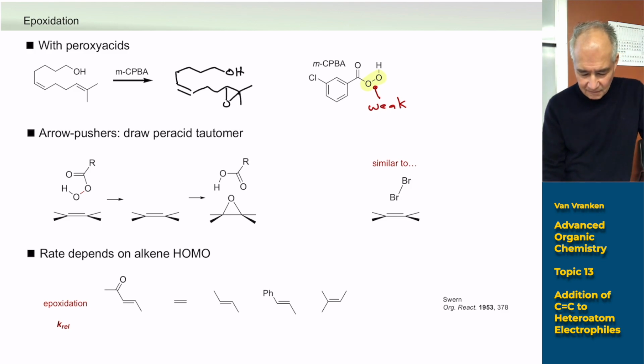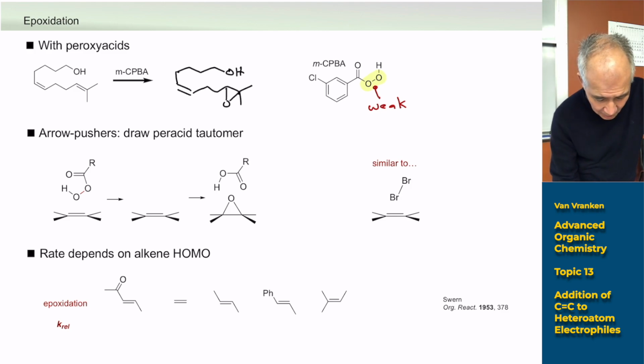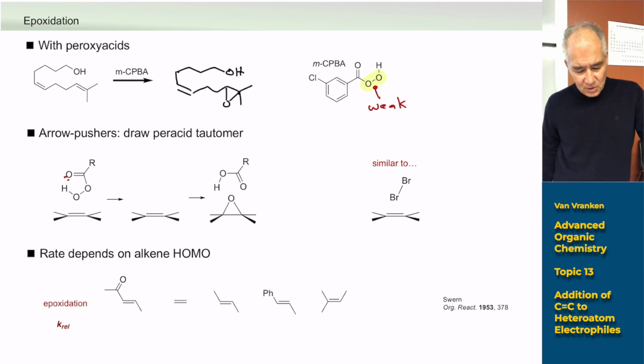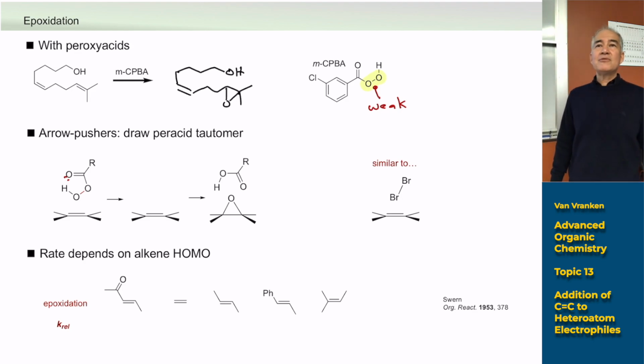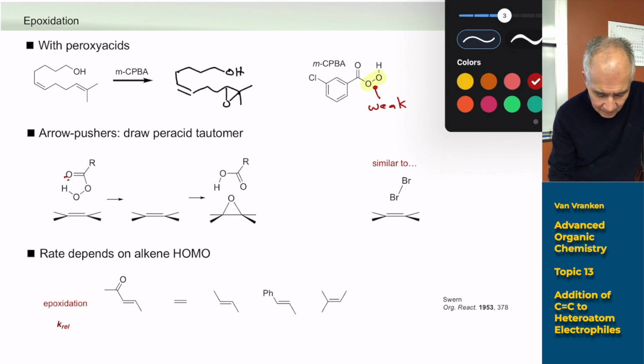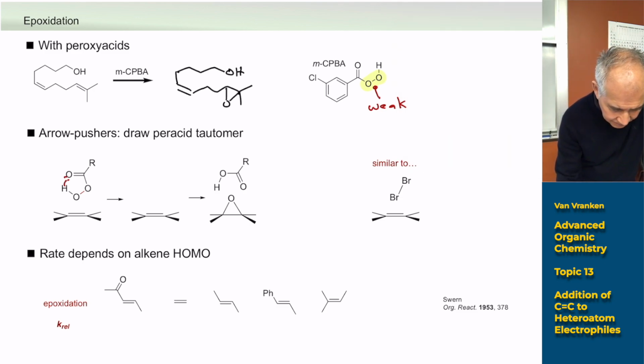Now we're going to acknowledge, when we draw out the mechanism, that this lone pair over here is five atoms away from that H on the peroxy acid. You can't stop it from hydrogen bonding. You can't stop that H from interacting with the carbonyl. It's happening. And so I'm just going to start off my mechanism by drawing a tautomer, where we have simply transferred this proton from the OH to the carbonyl oxygen. And I'm going to draw an alternative tautomeric form for this peroxy acid.